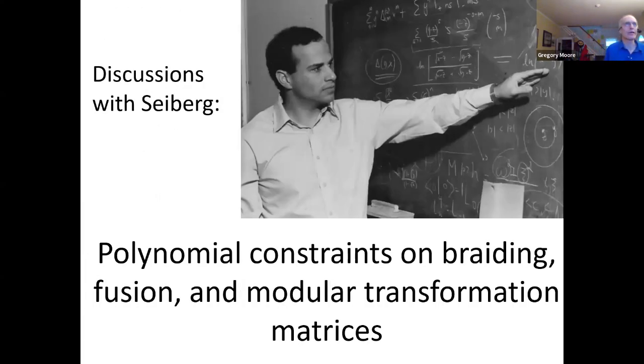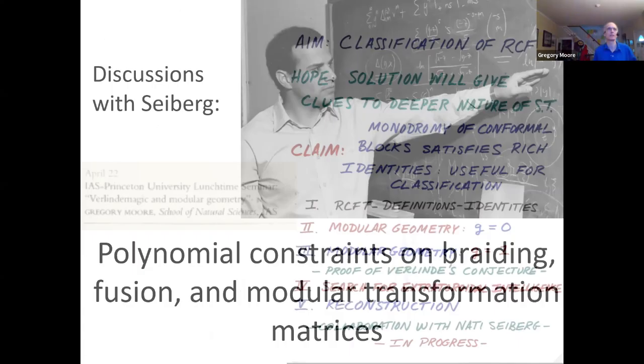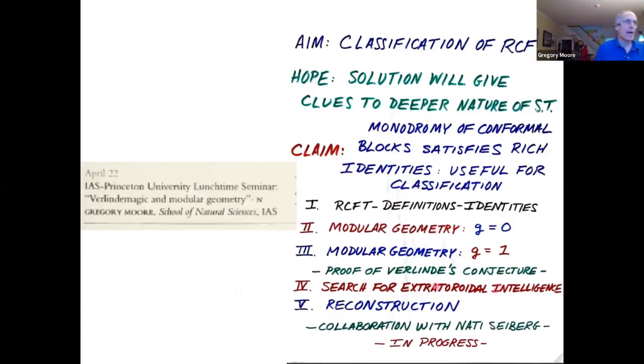So in February and March and April, I had some really intense discussions with Nathan Seiberg, where we studied consistency conditions of these conformal blocks, and we found polynomial constraints on the braiding, fusion, and modular transformation matrices. And we announced the results in a talk I gave at the Institute on April 22nd. And here's the first slide from my talk.